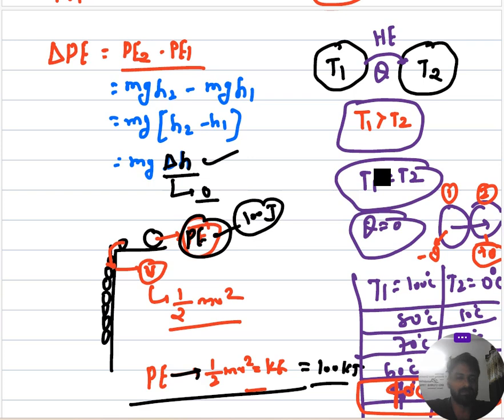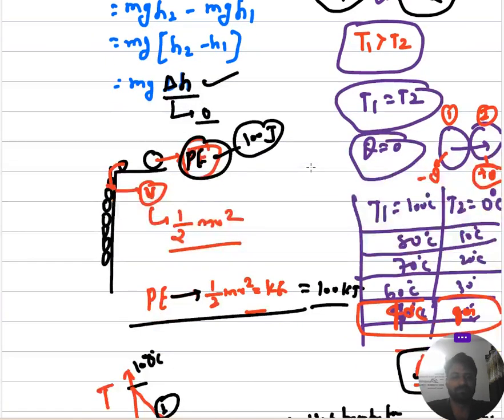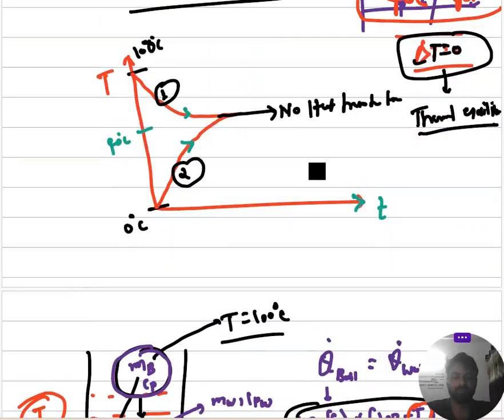So heat transfer takes place from the higher temperature to the lower temperature side, and whenever delta T is greater than 0, only then will heat transfer take place. And if delta T equals 0, meaning T1 minus T2 equals 0, that is T1 equals T2, then the rate of heat transfer will be 0, meaning the objects will reach thermal equilibrium.